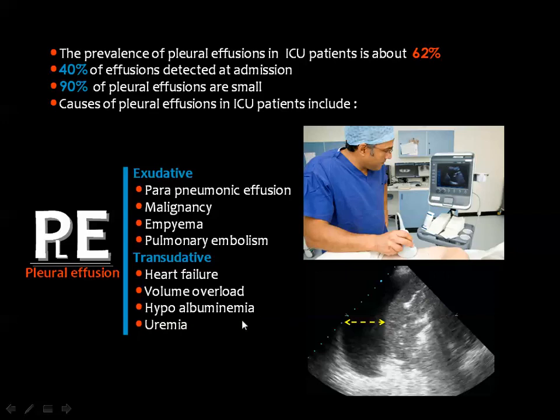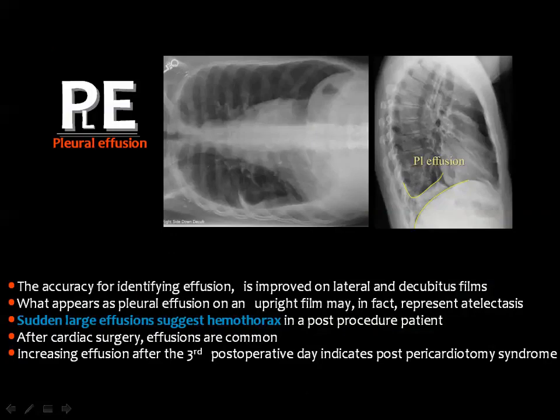overload, hypoalbuminemia, and uremia. In my opinion, the best way for detection of pulmonary and pleural abnormalities in the ICU patient is ultrasound, provided that you have a good operator. Ultrasound can see all the pleural pathology, can see most of the lung parenchymal lesions, and this is a good example of how to look at the pleural effusion.